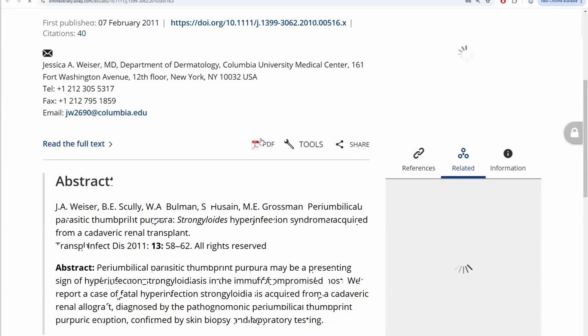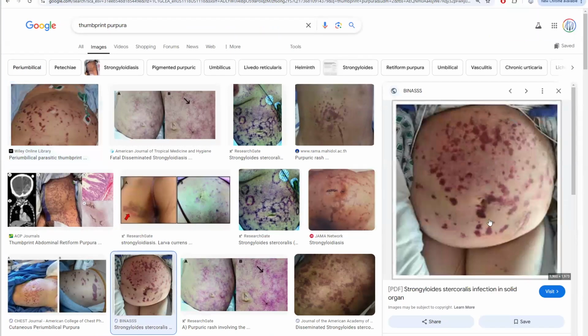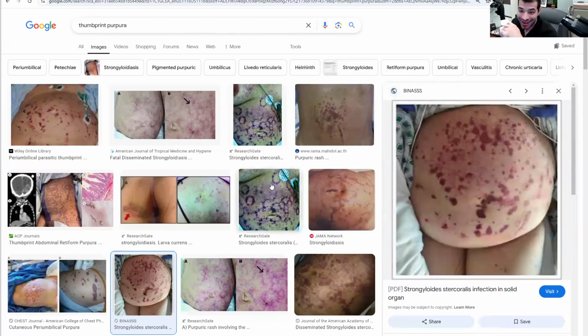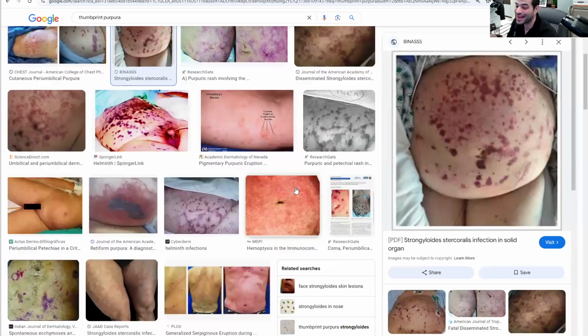Are you talking just about the thumbprint sign? The thumbprint purpura, yeah. Now, does that classically come on at the end of the disease course, or when does that come on? That's an excellent question. I have seen cases where that comes after the larva currens.